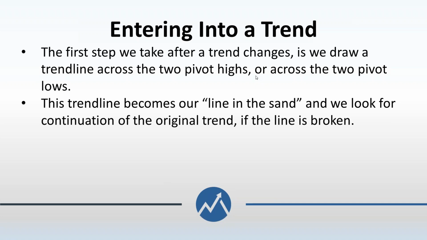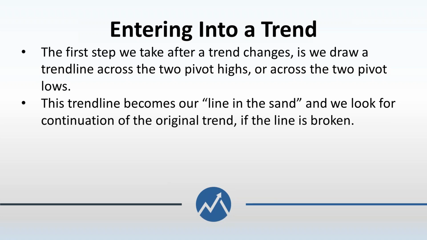All right, the first step that we take after a trend changes is we're going to draw a trend line across the 2 pivot highs or across the 2 pivot lows. This trend line becomes what we call the quote-unquote line in the sand, and we look for a continuation of the original trend if that line is broken. All right, so let me repeat that. The first step we take after a trend changes is to draw a trend line across the 2 pivot highs or across the 2 pivot lows. That trend line becomes a line in the sand, and if it is broken, we look for the trend to change.